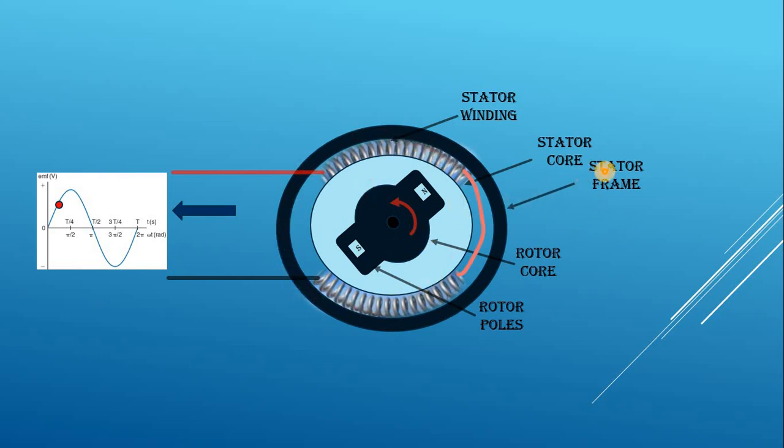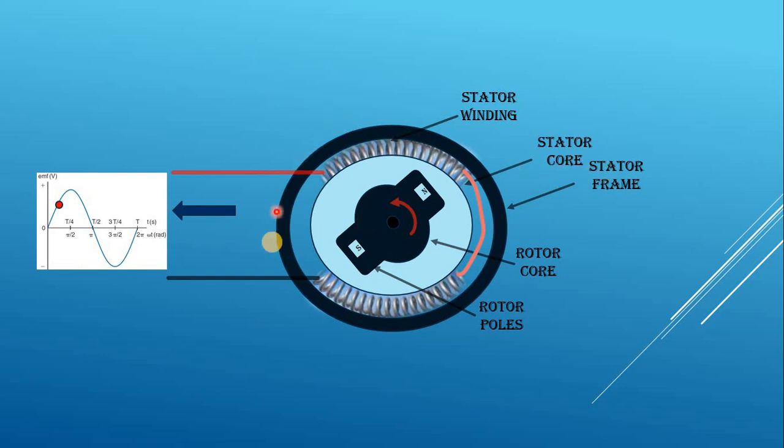The stator frame is made of cast iron or cast steel. In small machines, the stator frame is made of cast iron because cast iron is cheaper. In large machines, it is made of cast steel because cast steel is lighter than cast iron. So while designing small machines, cost is the major factor. So cheaper material is used, and while designing large machines, weight is the major factor, so we use cast steel.